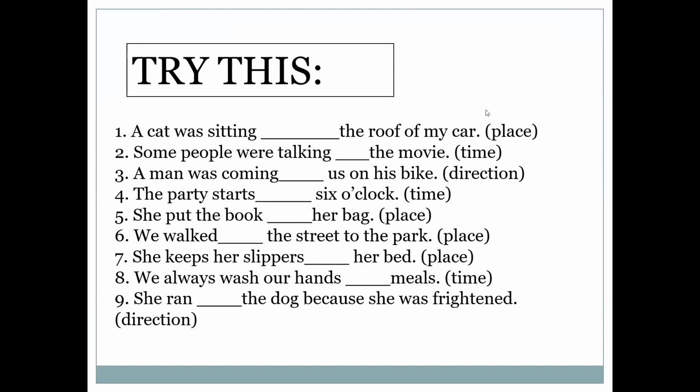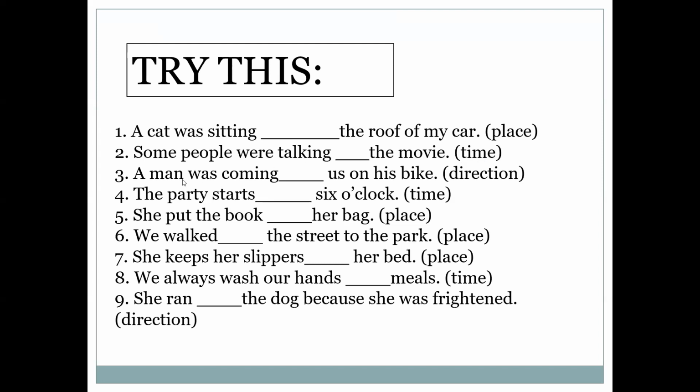If you're giving the answer for number two, let's wait. Some people were talking about the movie, correct? But I want the time: during the movie. Very good. In the bracket, whatever is given, you have to use that. So during the movie is actually the time, the preposition of time. That's correct. About the movie is not time. It's a preposition nonetheless, it's not wrong, but it is not about time. During is the right one.